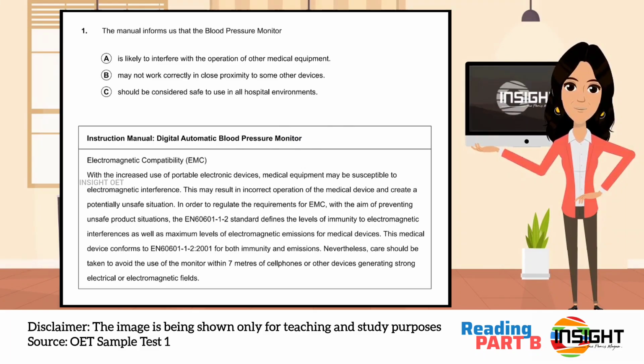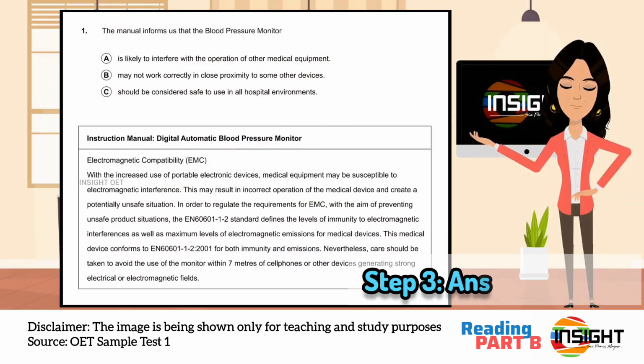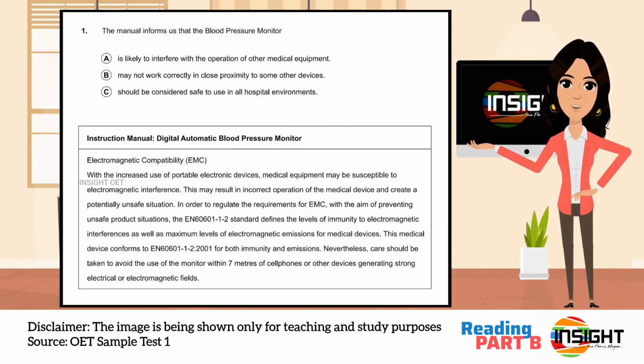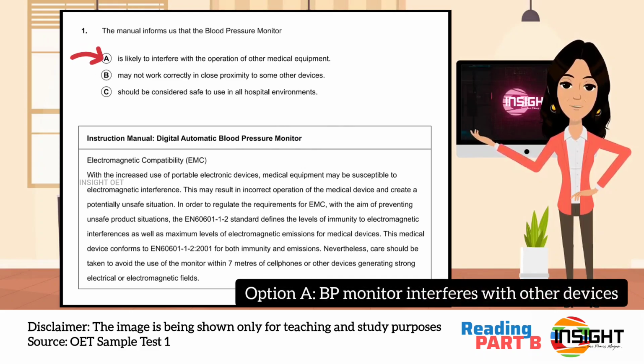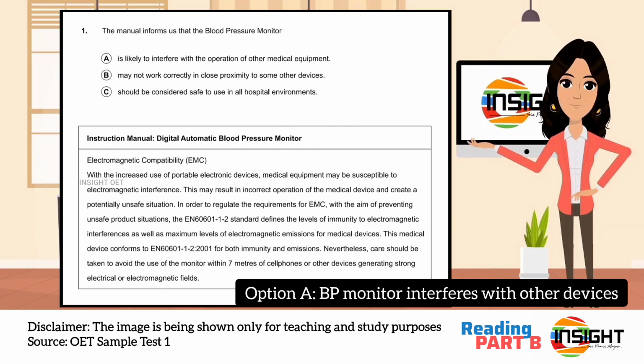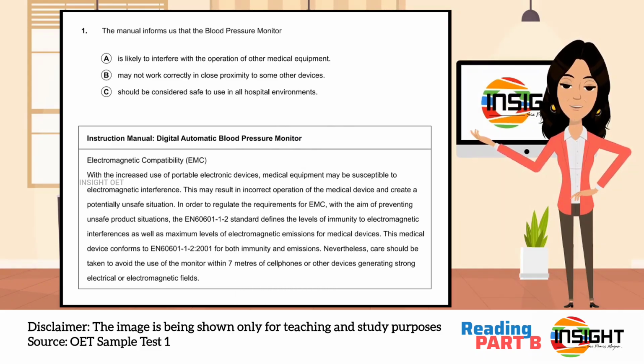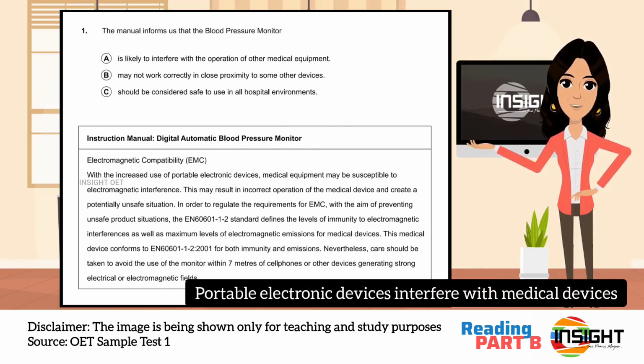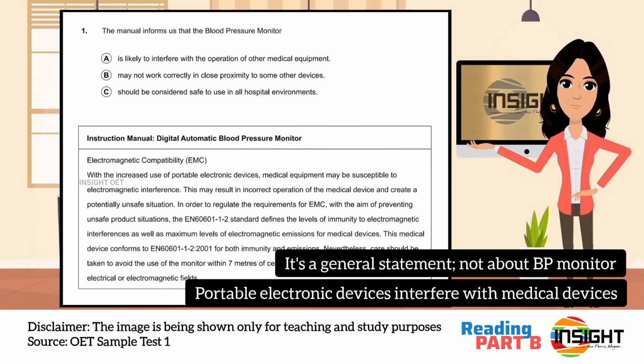After getting an idea about the text, the final step is to go to the options. So let's compare the answer options. Option A says the blood pressure monitor is likely to interfere with the operation of other medical equipment. But this piece of information is not given in the text, because the first sentences state that portable electronic devices interfere with the operation of medical equipment. So it's not about the blood pressure monitor.